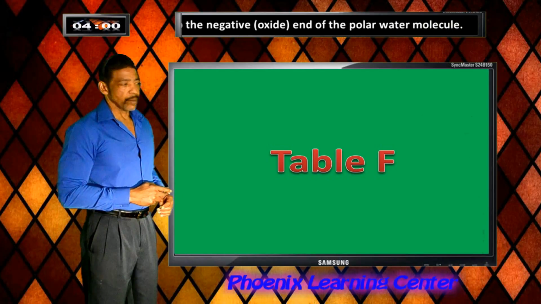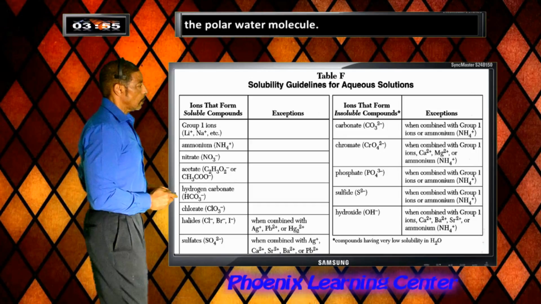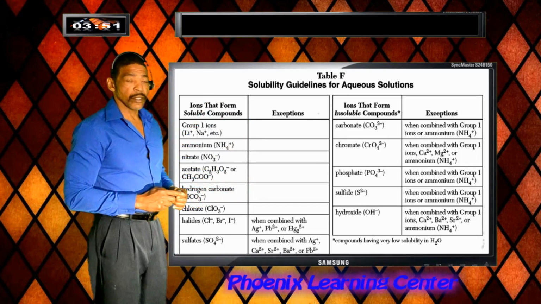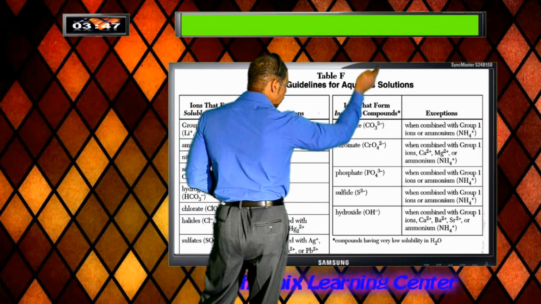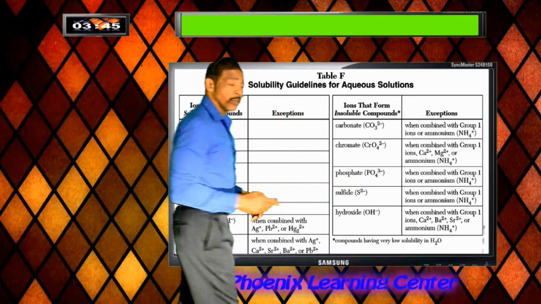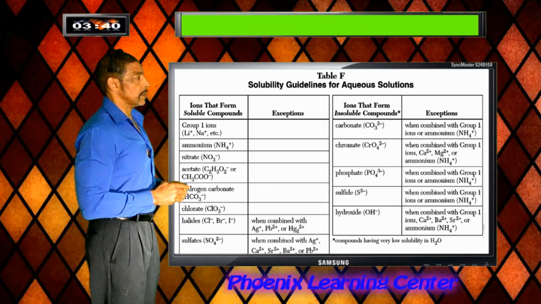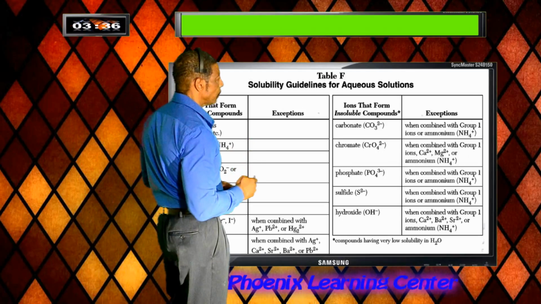Now for reference table F. Reference table F is divided into two sections. One section lists ions that will form soluble salts, while the other section lists ions that will form insoluble salts, which are salts that do not dissolve in water. Each section also contains a column that indicates exceptions to the rule.